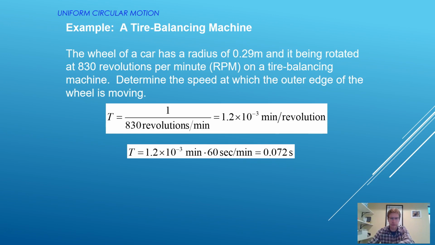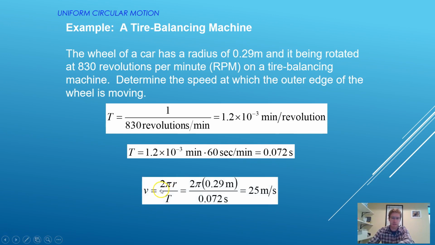Boy howdy. Now to figure out the speed, it's 2 pi r over the period. So 2 pi times our radius, which we're given, divided by the period. And so the outer edge of the tire is moving at approximately 25 meters per second. All right, pretty good.